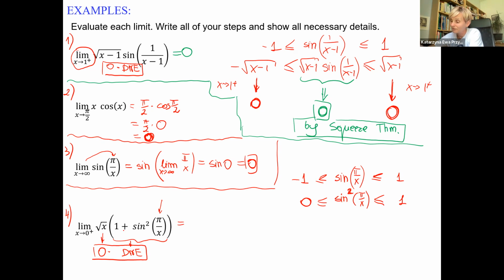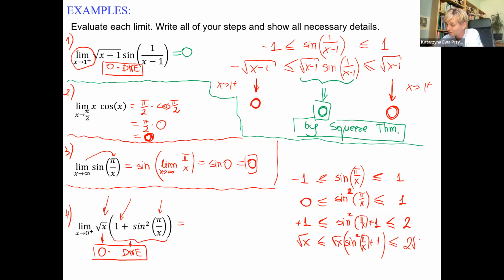Now, when I add 1, because I have to create my function, 0 plus 1 is 1. Sine squared of pi over x plus 1, and 1 plus 1 is 2. Okay, I added 1. And now let's multiply by the square root of x. Square root of x times 1, square root of x times the function of this, and 2 times the square root of x. Now, interesting, we have square root of x and 2 square root of x.